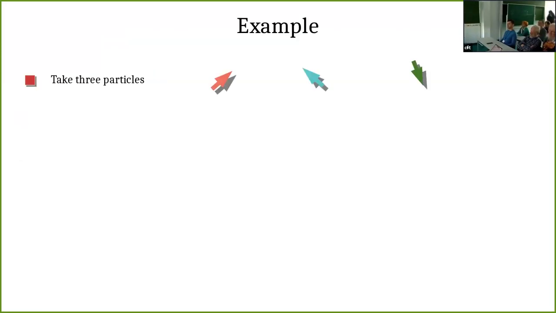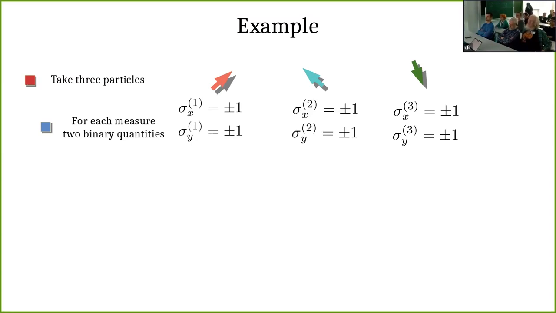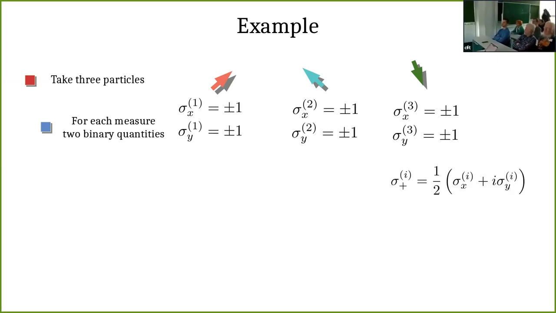Let's take an example. Three spins, and for each of them we measure two objects. These are not Pauli matrices yet, there is no quantum mechanics. You measure some sigma x, whatever it is, and sigma y. These are, for instance, as always, two possible orientations, but this could be whatever you want. We assume it is binary for each subsystem. So the experiment looks like this. You have three subsystems. You measure plus minus one here, plus minus one, plus minus one. And you construct locally, by locally I mean for a fixed subsystem, something which resembles the Pauli raising operator from quantum mechanics, but it's not quantum mechanics. It's just c-numbers, plus minus one, plus minus one.